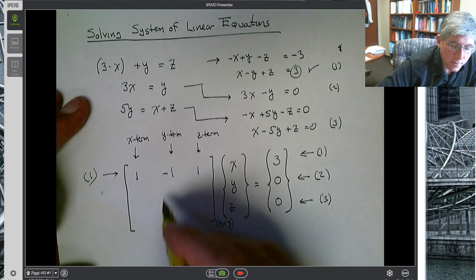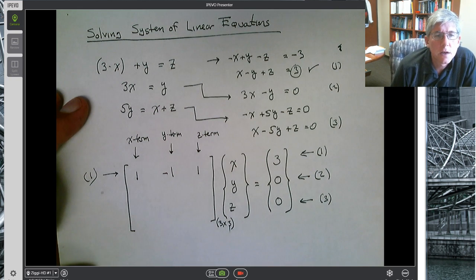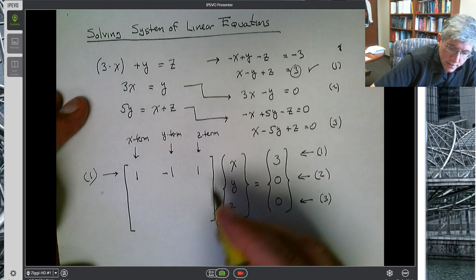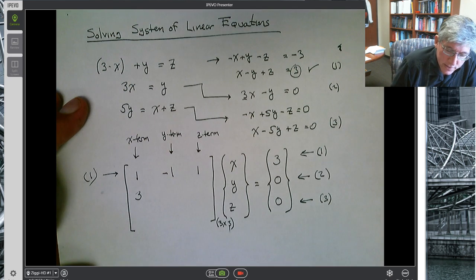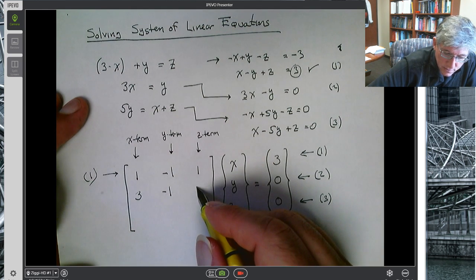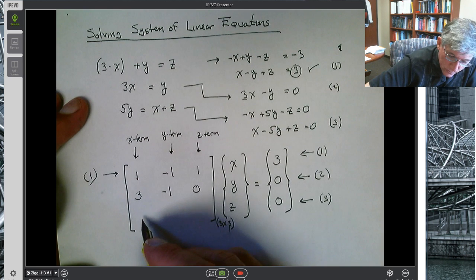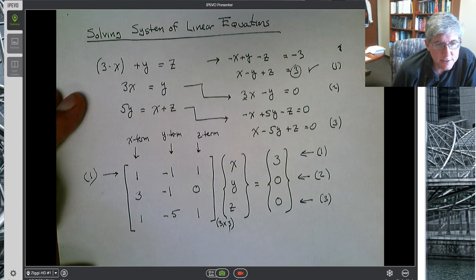So remembering each one of these columns, although they just look like columns in a matrix, they actually have a meaning. They're influence coefficients or weights for the unknowns in the system of equations, okay? So now let's do the second equation. 3 is the weight for x in the second equation. For y, we have a -1. And for z, there's nothing, so it's a 0. 0 times z, right? And then likewise, for the last equation, we have 1, -5, 1. So this is now going to be our system of equations.